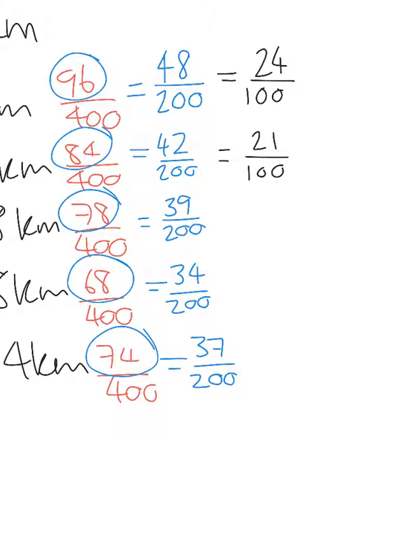39 and 200 can't be divided down, have no common factors, so we're at our final answer here for this one. 34 and 200 can be both divided by 2, so 17 over 100, and that one can't be divided down anymore. Also, the 21 over 100 can't be divided down anymore, so we've got two more simplest answers here. 37 over 200, I don't know of any common factors between those two numbers, so we're at our simplest answer.